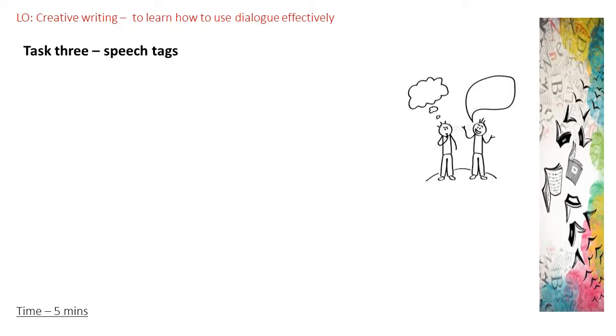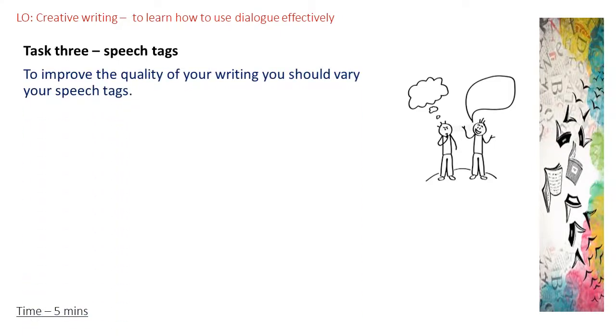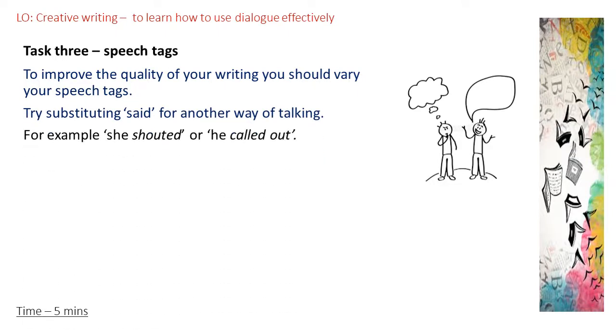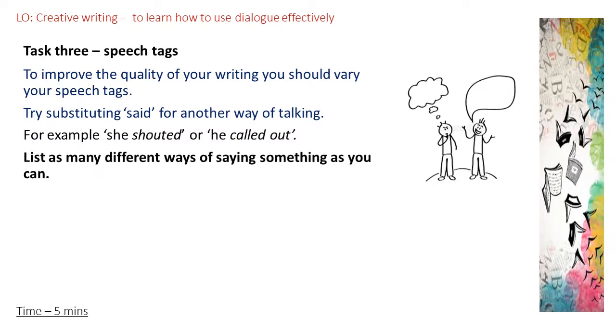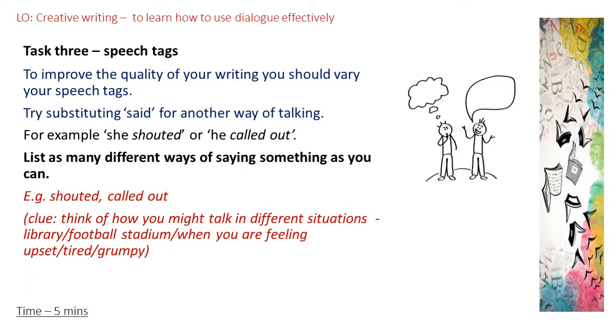So task 3, speech tags. To improve the quality of your writing, you should vary your speech tags. Try substituting said for another way of talking. For example, she shouted or he called out. List as many different ways of saying something as you can. And to help you, think of how you might talk in different situations. So for example, a library, a football stadium, when you are feeling tired, upset or grumpy. So how might you say something? So pause the video for 5 minutes to do this now.